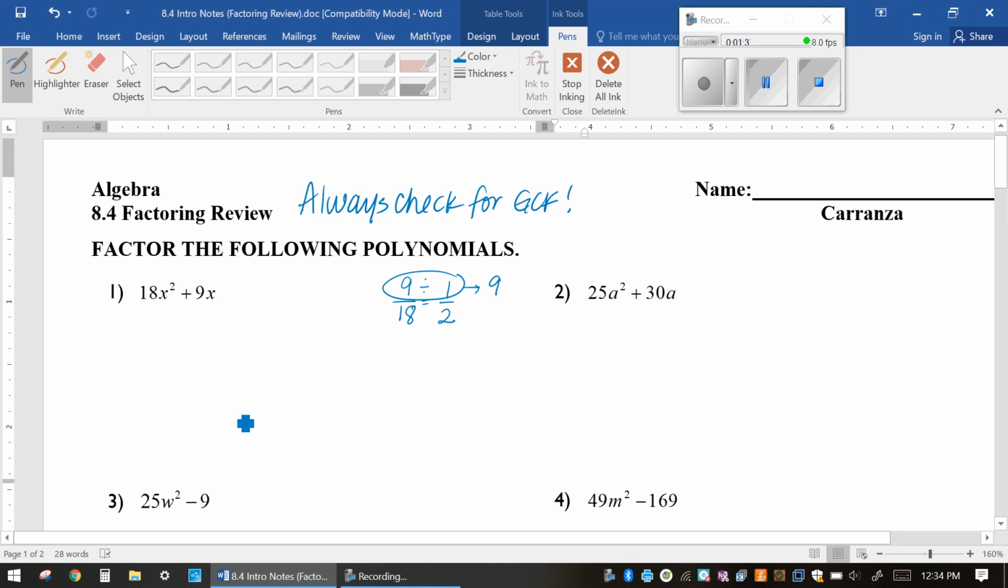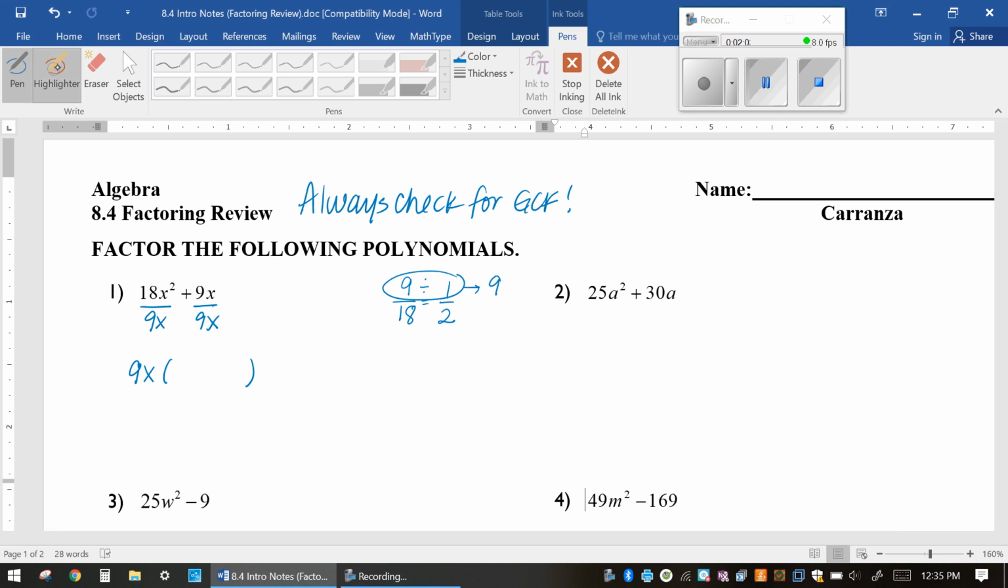Number 1 is a binomial. We know that the GCF between the coefficients, or the numbers in front of the variables, is 9, but they also have an x in common. So we're going to say that the GCF is 9x. The GCF goes in front of the parentheses. Remember that factoring is rewriting something into a multiplication problem or rewriting it as a distribution problem.